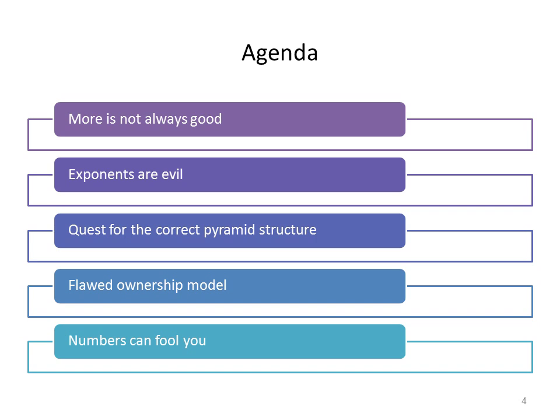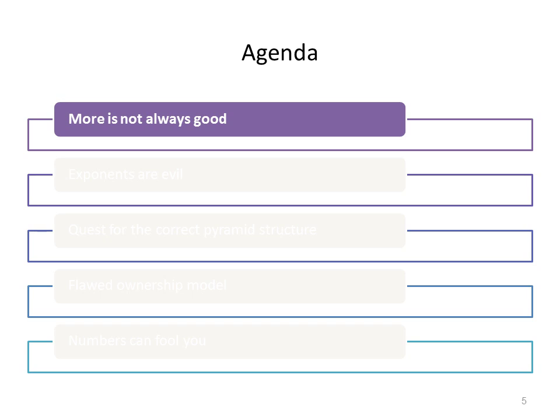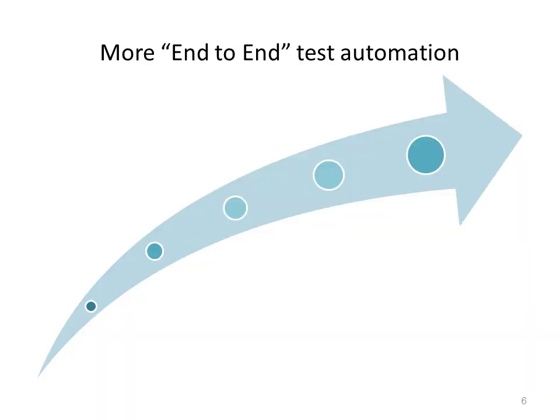Okay, so let's start with the first factor that I have. More is not always good. Over here, I am talking in the context of end-to-end. Typically, when you start working on an automation project, what you have is a list of test cases, a heap of manual test cases. You start converting those test cases into automated test cases.